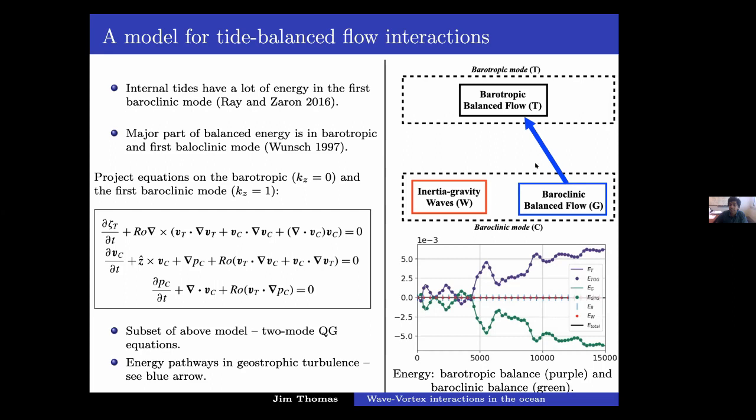This is a schematic that shows us the model. The barotropic flow and the baroclinic flow are the balanced components, and the red box shows the tidal component. This figure shows the energetics associated with the transfers in the absence of tides. So if you didn't have tides, no waves, the interaction between these two components is shown here. The purple curve is the energy of the barotropic flow. The green curve is the energy of the baroclinic balanced flow. So energy transfer is from the baroclinic balance to the barotropic balance. And this is the two-mode quasi-geostrophic turbulence phenomenology. It's a very popular model in geostrophic turbulence because two modes resolve most of the balanced dynamics. And we're trying to understand how the tidal component, the red box here, affects this.